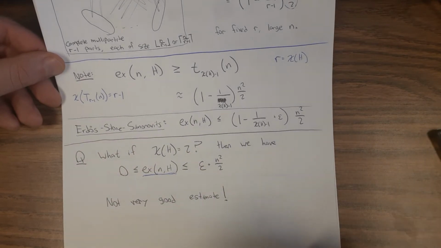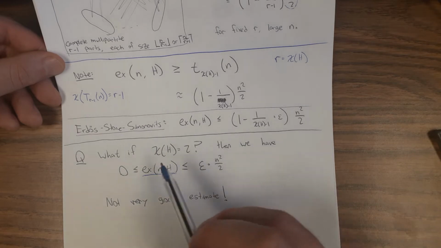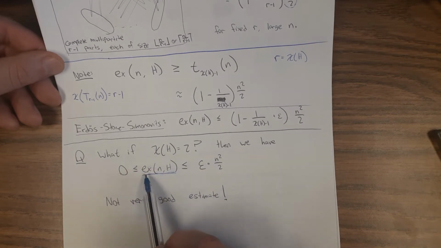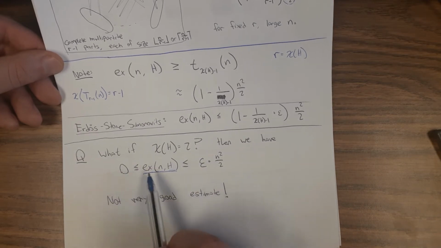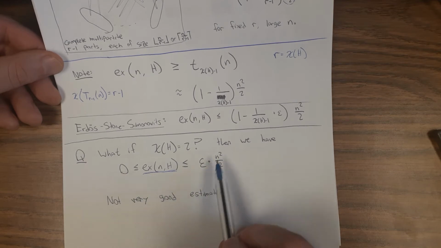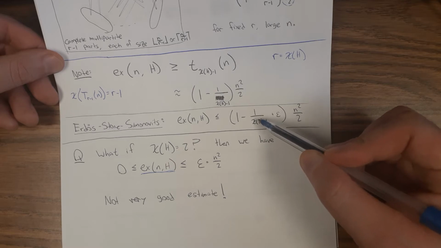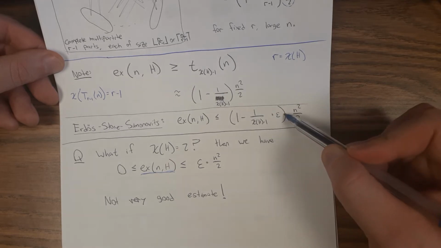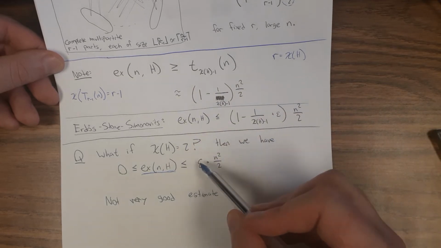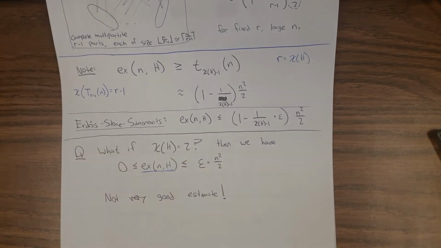So basically, if we summarize what we know, even assuming Erdős-Stone-Simonovitz, which we haven't really proved yet, when the chromatic number is 2, the lower bound is telling me that the extremal number is at least 0, and if I plug in 2 for chi of h, this is going to cancel this, and I'm just going to get epsilon. So the upper bound is telling me that it's just less than or equal to epsilon n squared over 2, which is not very satisfactory.